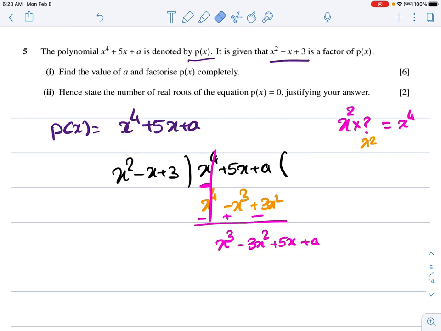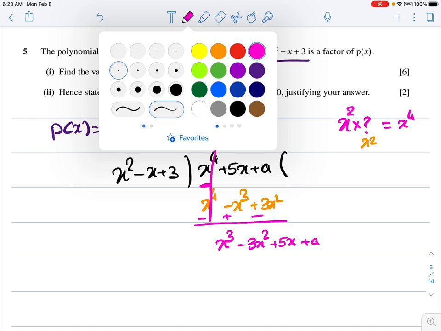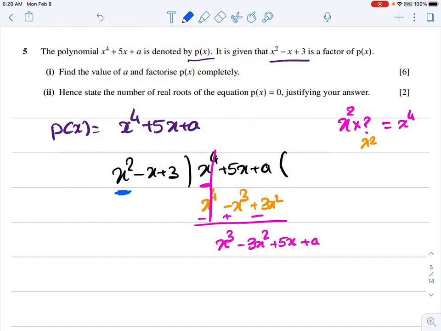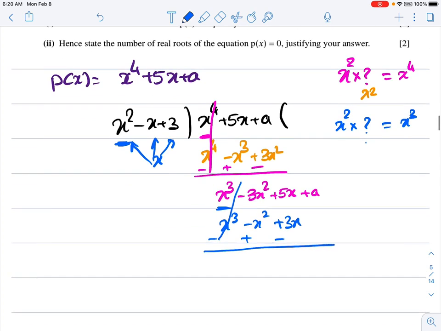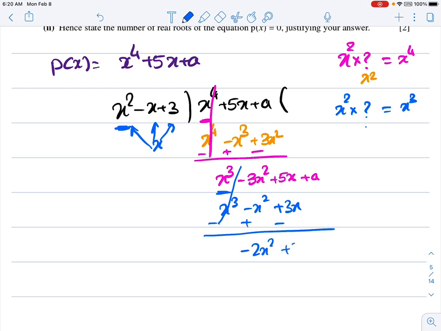X square should be multiplied with what to get x cube? Obviously this should be plus x. So I write plus x. Multiply all three with plus x. So it becomes x cube minus x square plus 3x. Then again I change the symbols: minus, plus, minus. So x cube gets cancelled. So it becomes negative 2x square plus 2x plus a. Then I'm going to erase this part so there is no confusion.